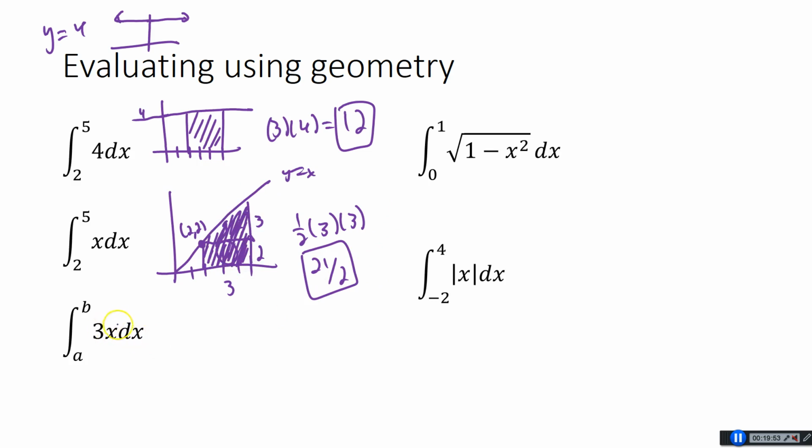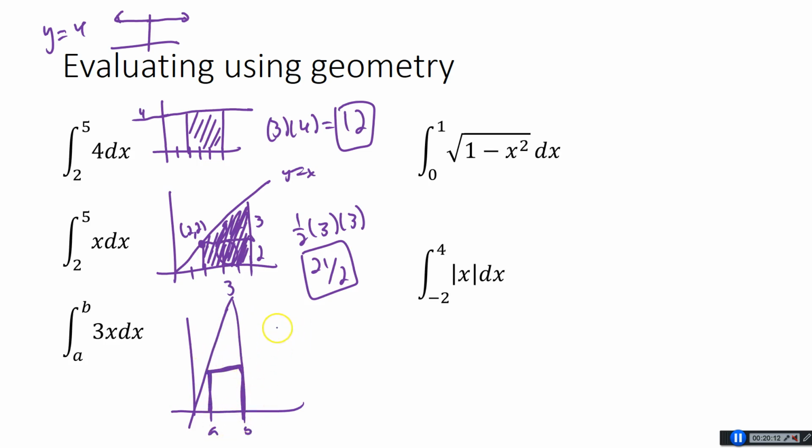Next one, we got 3x. So, and we're going to integrate from a to b. So if we have 3x, that's just going to be a steeper slope. So if we have a here, we have b here. I'm going to do the same thing we just did. Okay, so I'm going to split this guy into a rectangle and a triangle.